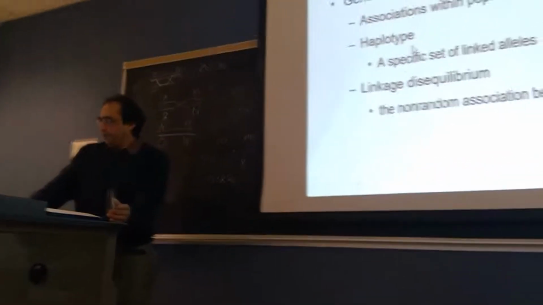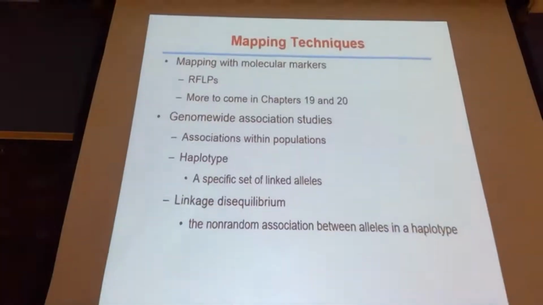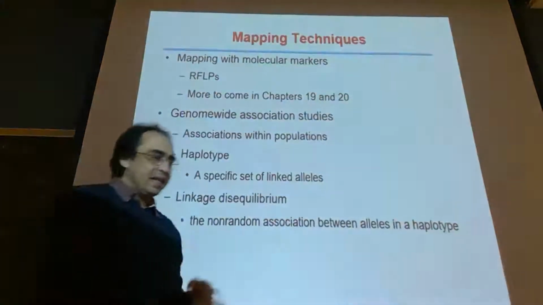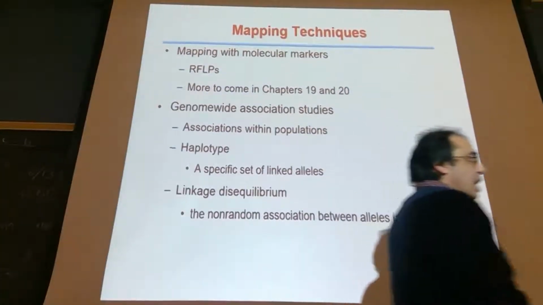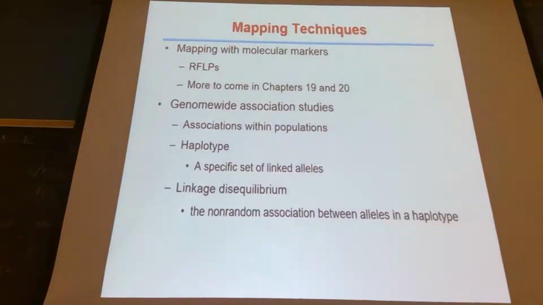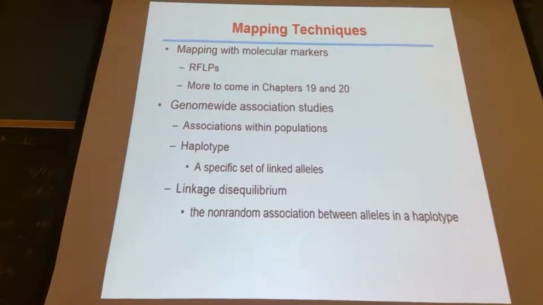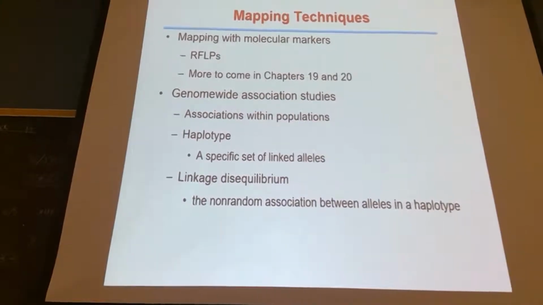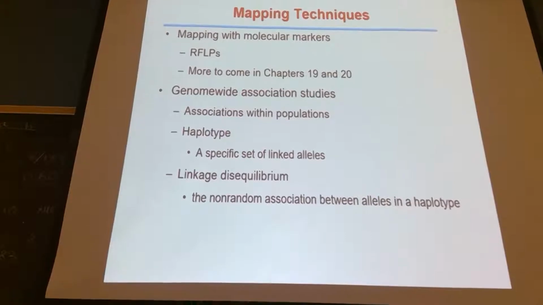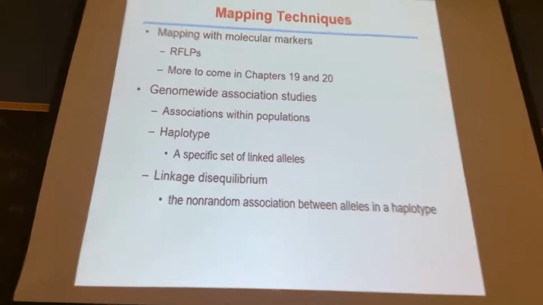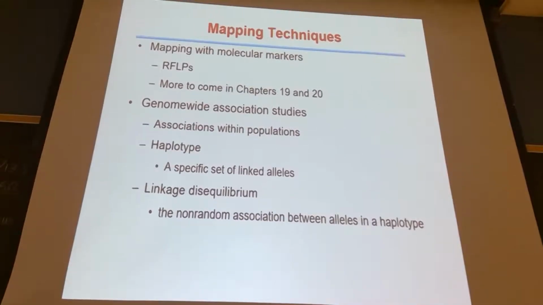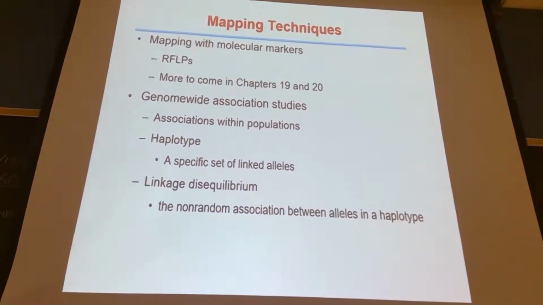Okay, so now the mapping techniques that we use in modern genetics. One technique is called RFLP, restriction fragment length polymorphism. Restriction fragment. Do you know what a restriction enzyme is? This is a common term. Restriction endonuclease.